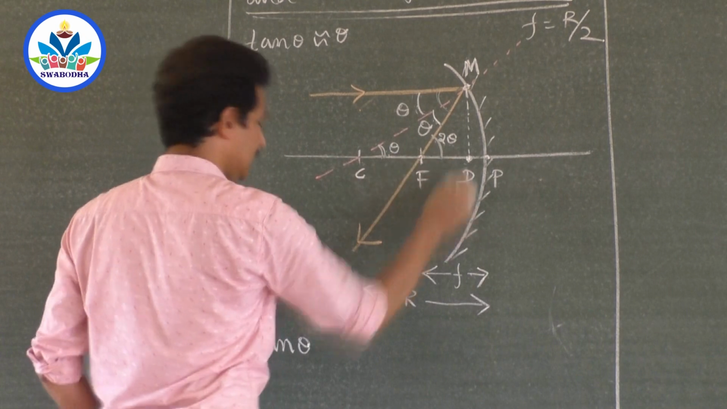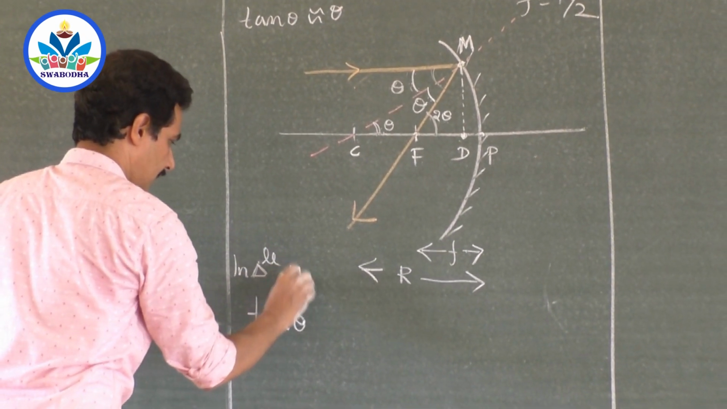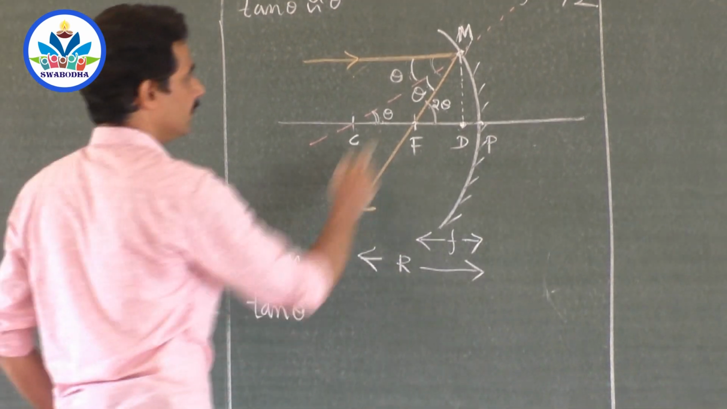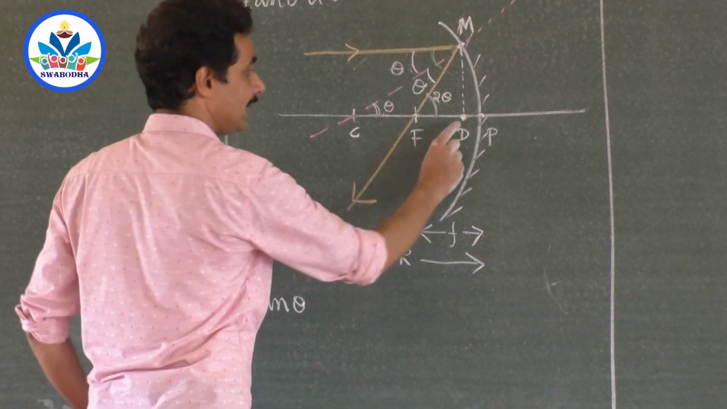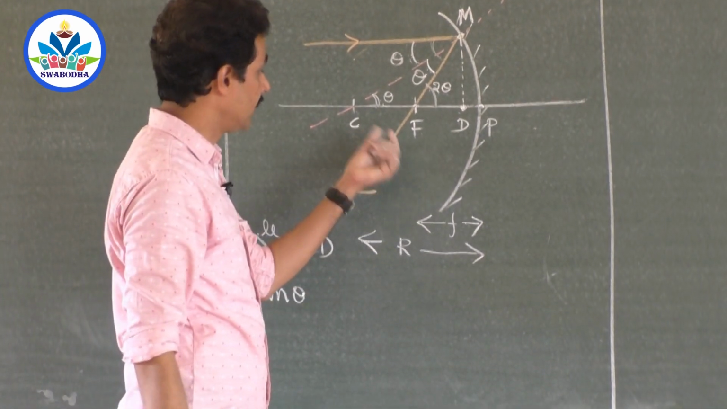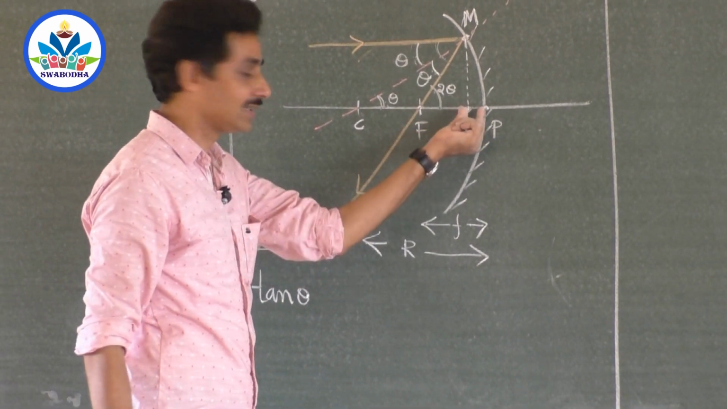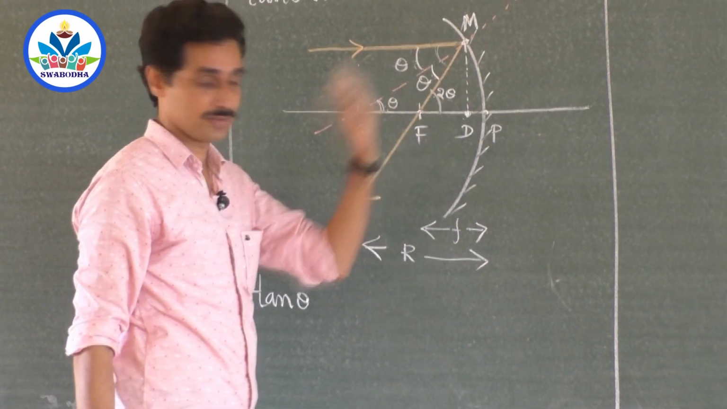Triangle MCD. In triangle MCD, D and P are not far away, they are very, very close. So you can take CD almost equal to CP. CD and CP are almost equal. This distance is not very large.